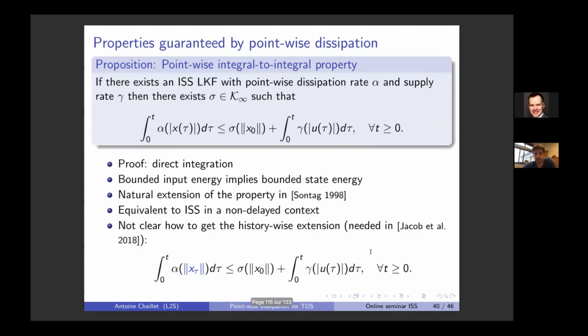So a similar result was obtained in this paper by Jacob and co-authors, including Andrei, in 2018. But it requires here, you see that what is in the integrand is no longer x of t, but rather xt itself. And it's not clear at all how to estimate this integral of xt based on some knowledge of x of t. Okay, so we cannot exploit this result, I think.